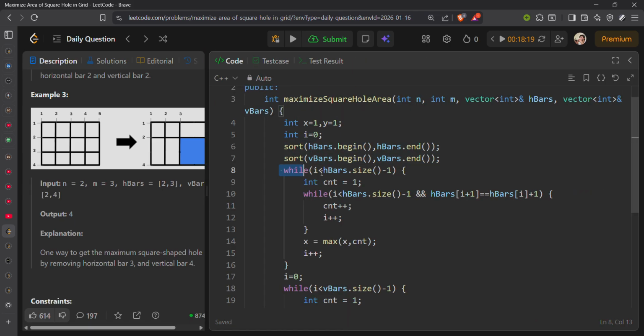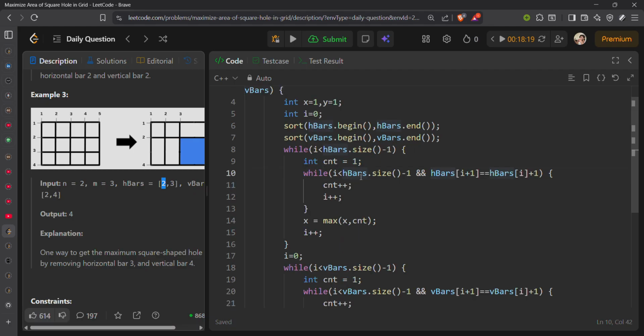Now we are iterating till size minus 1. We are keeping a count, then again we have this while and size minus one. If the next element is equal to the current plus one, which means consecutive, then we increase the count and we do this till we find all the consecutive. And when we do not find any consecutive, we break.